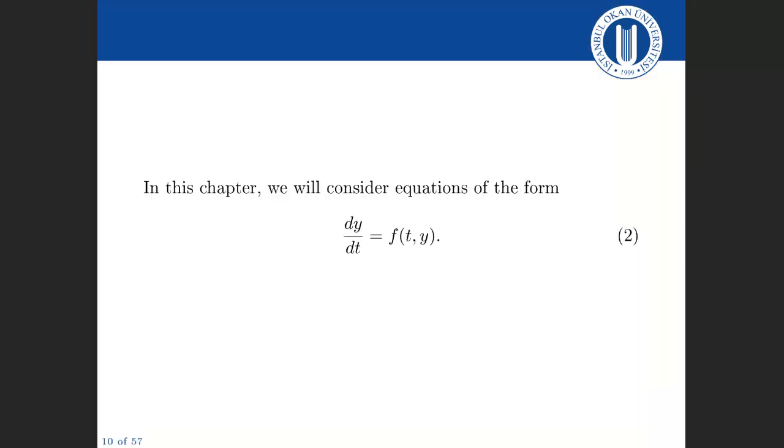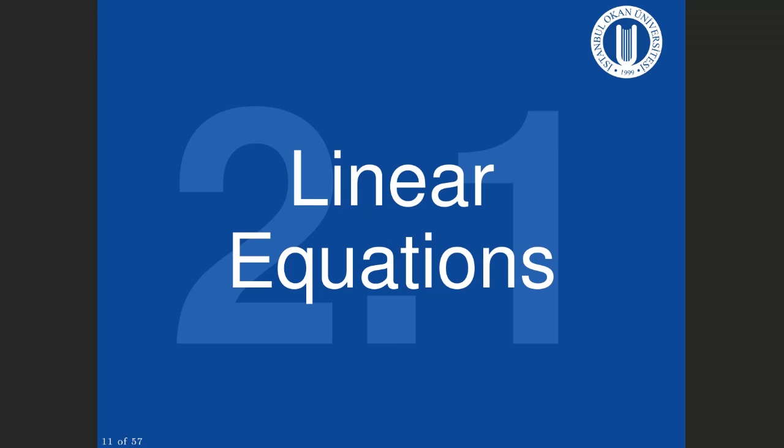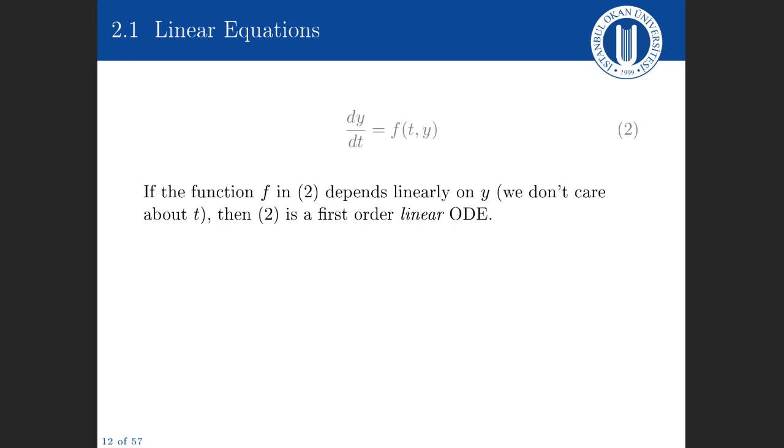So in this chapter, we're going to be looking at equations of the form dy dt is equal to some function of t and y. And the first type of first order equations that we're going to look at are linear equations. As I said in the previous section, I'm repeating it here. If the function small f depends linearly on y, and I remind you, we don't care about t, we're only looking at y, then we have a first order linear ODE.